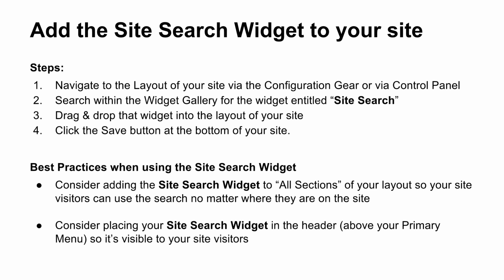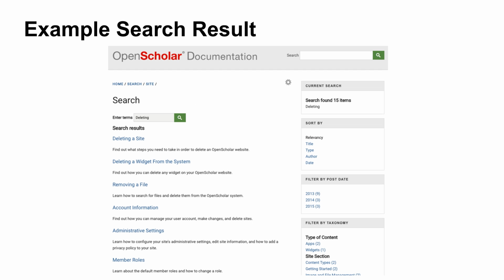We'll talk a little bit more about how it works and how you can alter your search. So consider adding it to all sections of your site and then placing it in the header so it's always available and visible to your site visitors. We see sometimes people put it in their footer, and that requires that your site visitor is searching for your search bar. So make it easy for them to use it. Perhaps they will, and they'll find the content that they need.